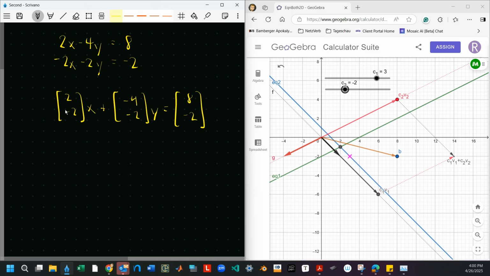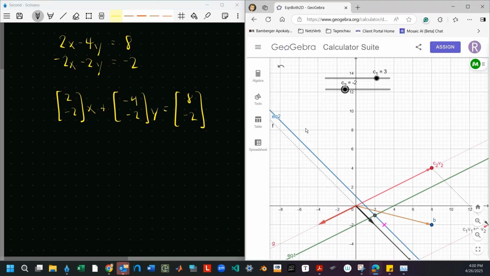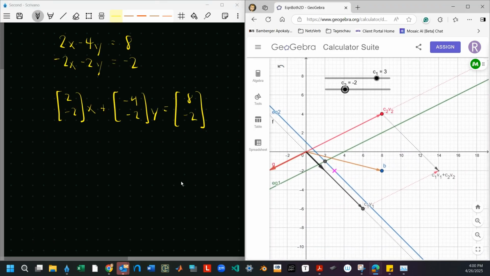That's interesting because now this has a completely different picture. This (2, -2) vector is this little black vector right there, which happens to be in the same direction as the blue line. And (-4, -2) is this red vector right there, and it's in the same direction as our green line. So these are two very different lines. And then what is (8, -2)? Well, it's this point b over here, so that's another vector right there.